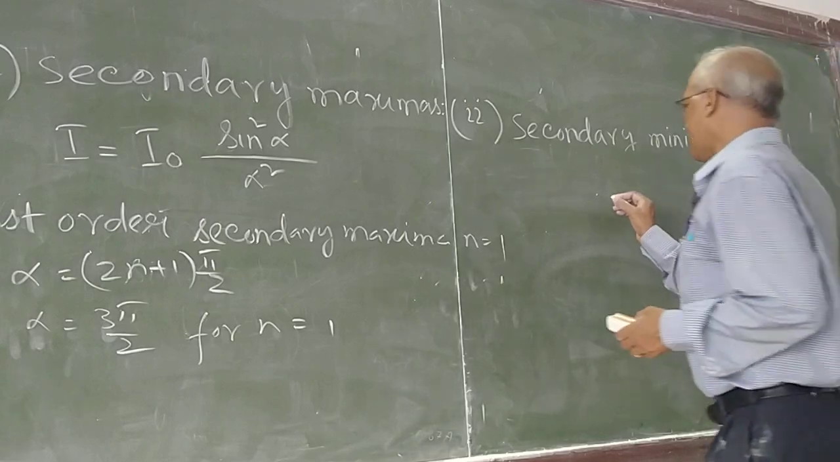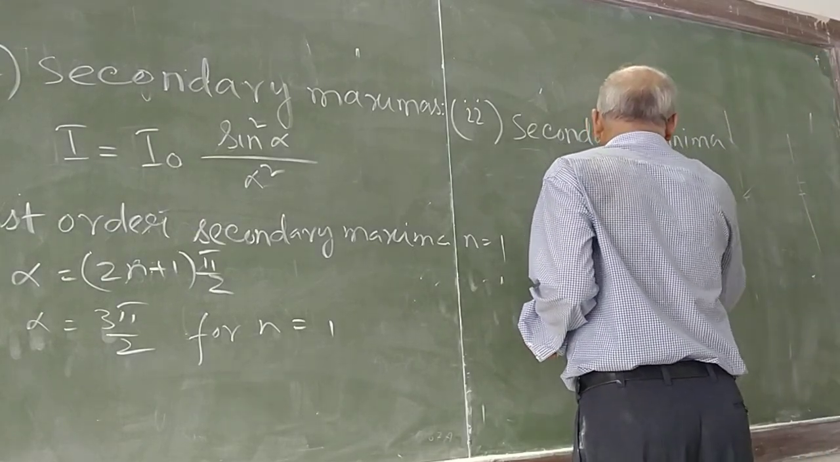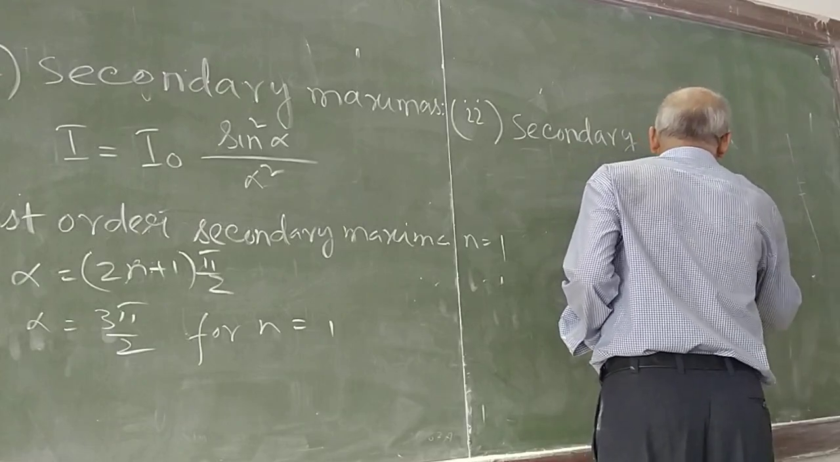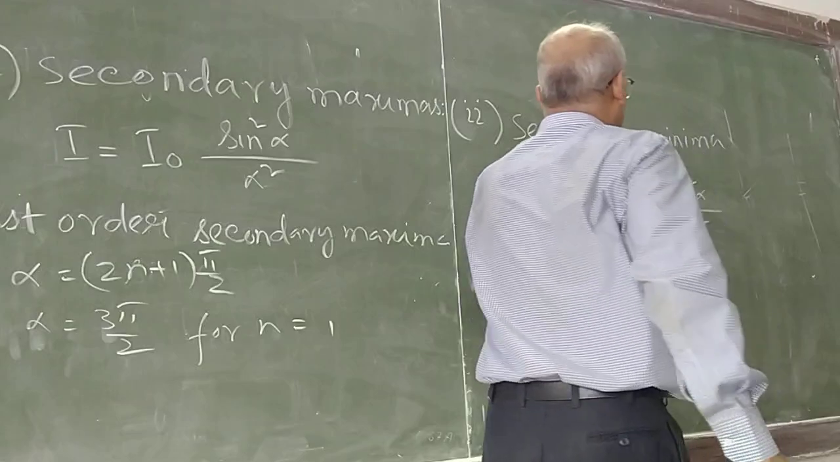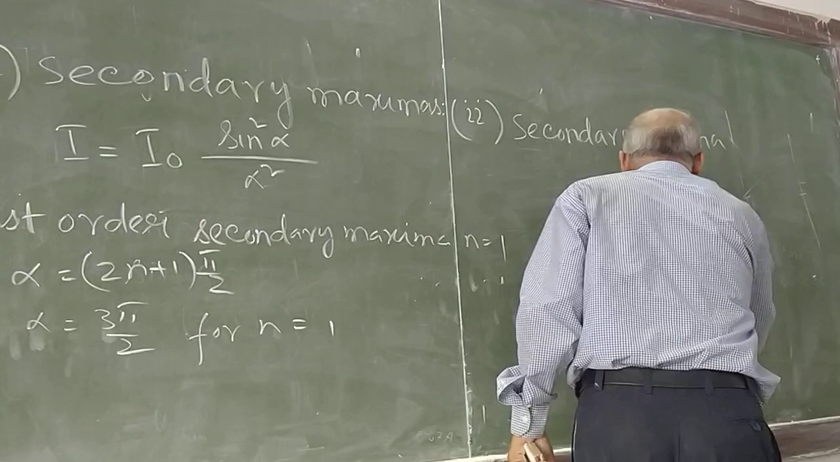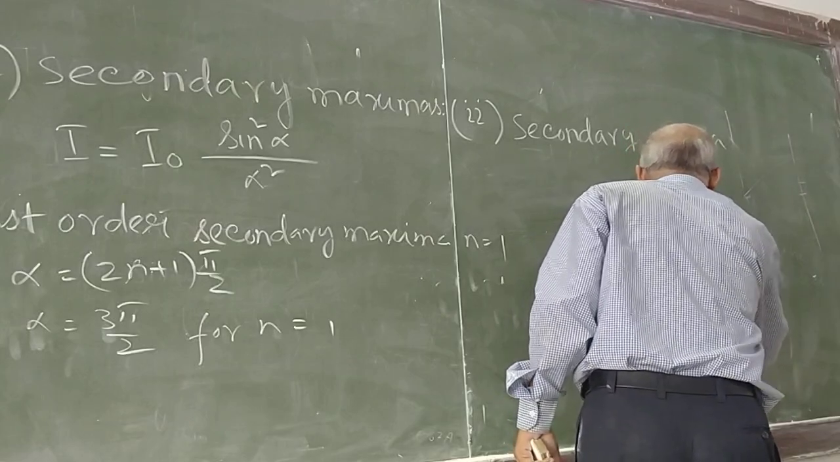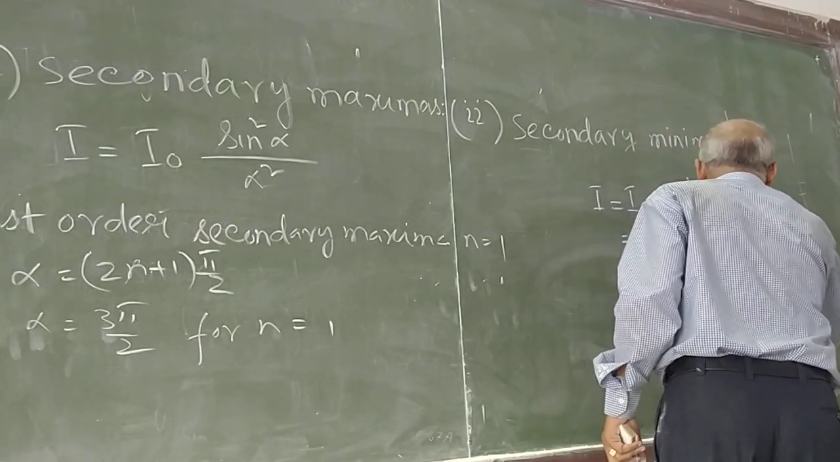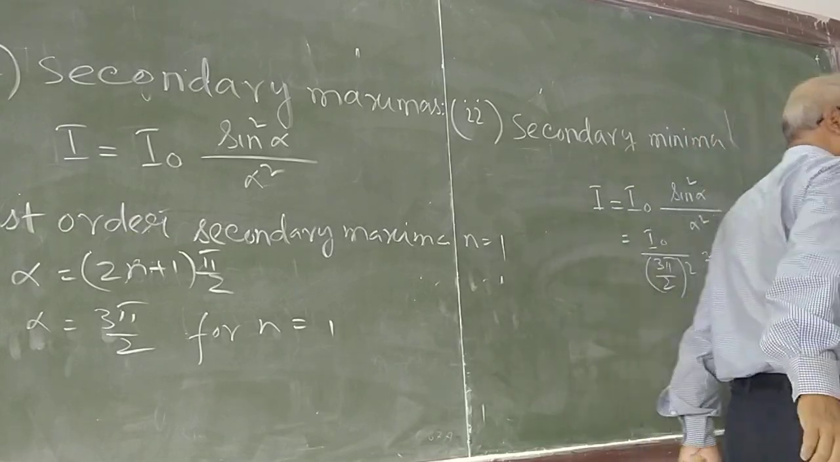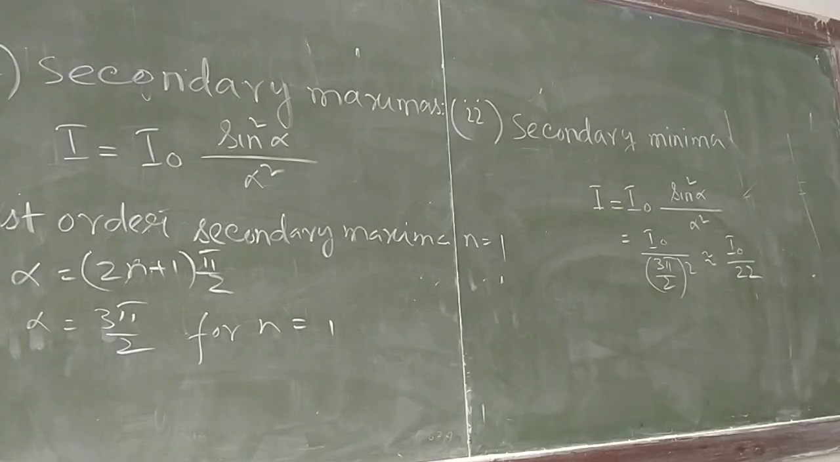Now, what is the intensity? Again help me. I is equal to I naught sin square alpha by alpha square. Sin square alpha is equal to 1. Right? So I naught by how much? Almost equal. If you calculate, sin square alpha is equal to 1, right? So it will be 1 by (3 pi by 2) whole square. If you calculate this one, it is almost equal to I naught by 22.